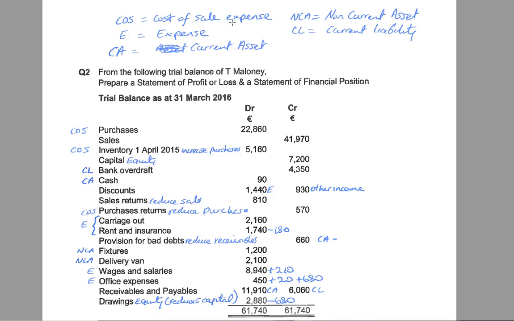So cost of sale expense is anything to do with purchases. So purchases, here's cost of sale. Inventory, opening inventory at the start of the year, 1st of April. So the year end is March 16th. So our opening inventory in April 15, that increases our purchases.